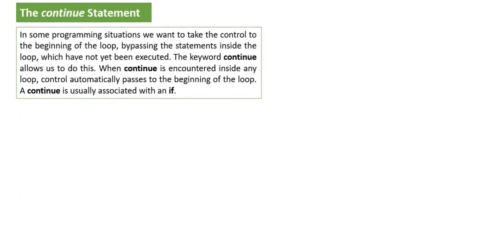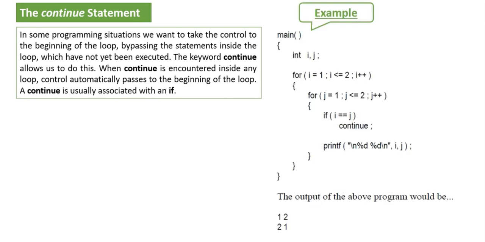In some programming situations, we want to take the control to the beginning of the loop by skipping the statements inside the loop which have not yet been executed. The keyword continue allows us to do this. When continue is encountered inside any loop, the control automatically passes to the beginning of the loop. Continue is usually associated with an if, like the break statement. Here is an example of the continue statement.